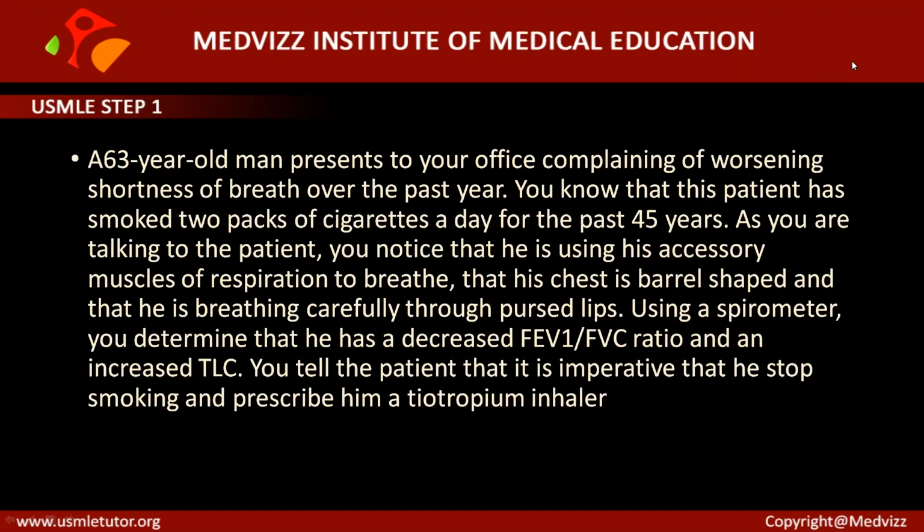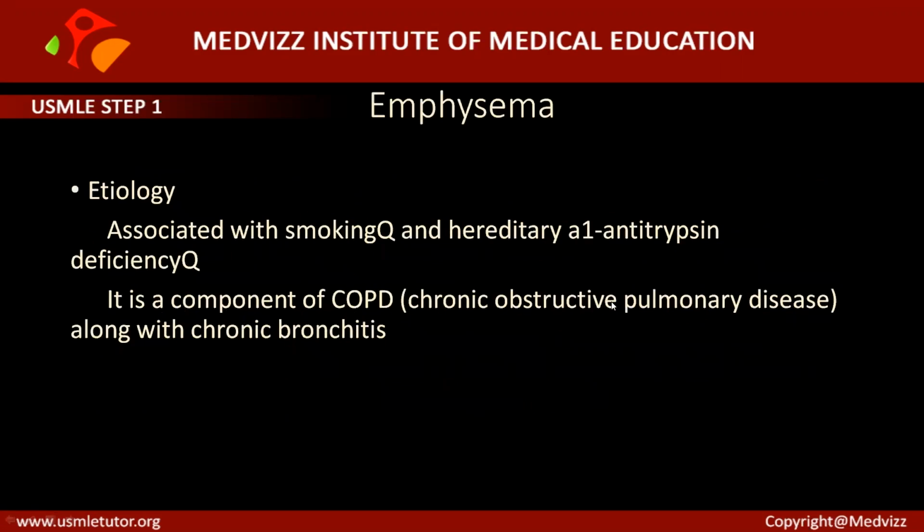Long smoking history, that is 45 years. Age is 63. The age for chronic bronchitis is approximately 45, and the age for emphysema is greater than 50, maybe up to 65 or 70, because after that the next stage is called bronchogenic carcinoma. So this is a case of emphysema.